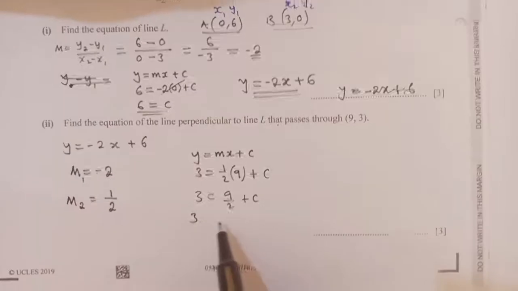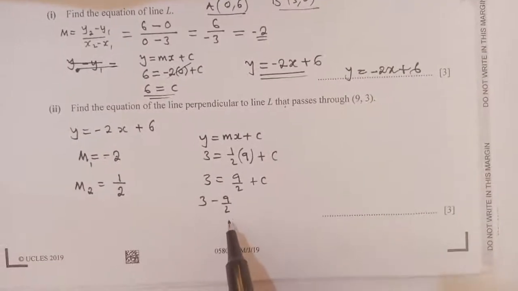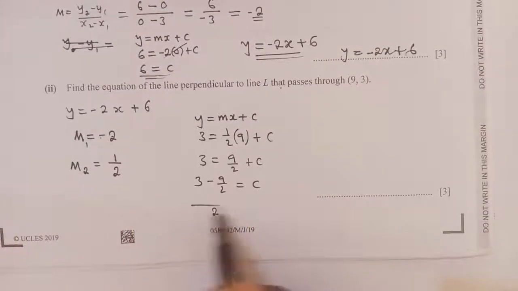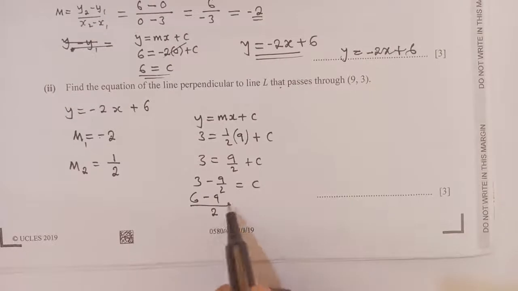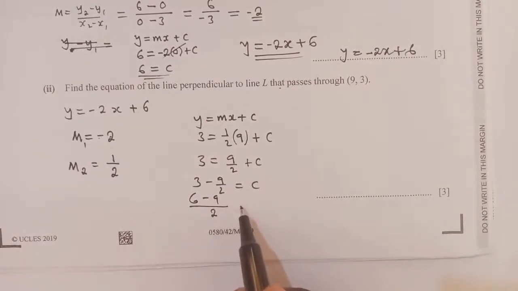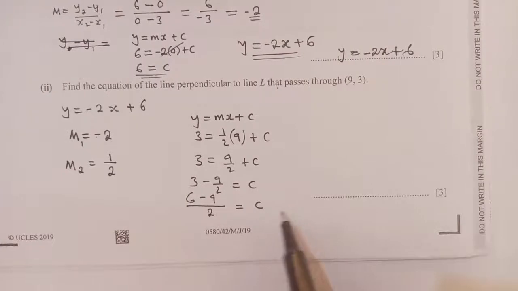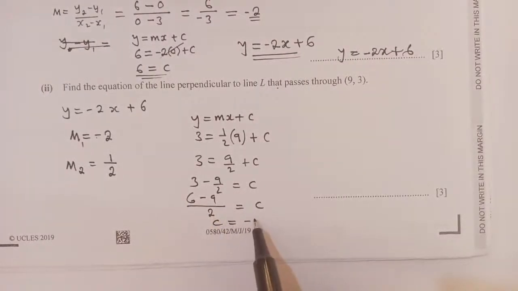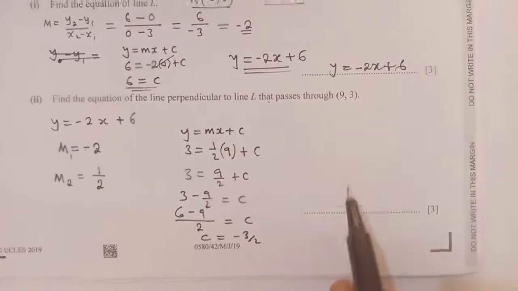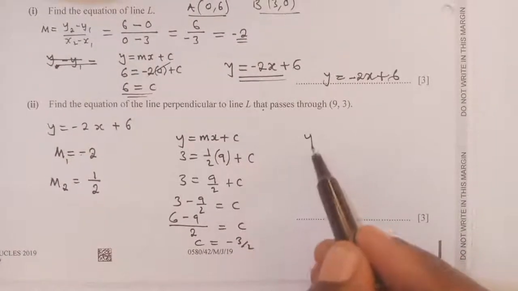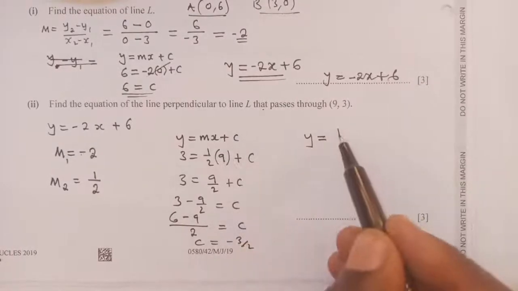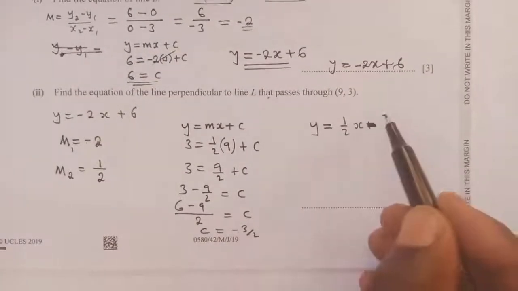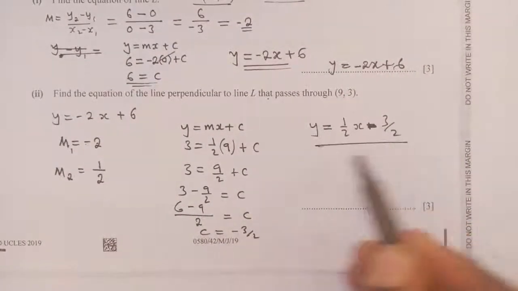We group the like terms. We are solving for c. So once we group the like terms, it will look like this. We have 2 as a common denominator, 6 minus the 9, which will be equal to c. So our c here will be equal to negative 3 over 2. That's our c. So now we can get back to our formula here. Our m is 1 over 2 x, plus minus, because this is minus 3 over 2. So this is our formula.